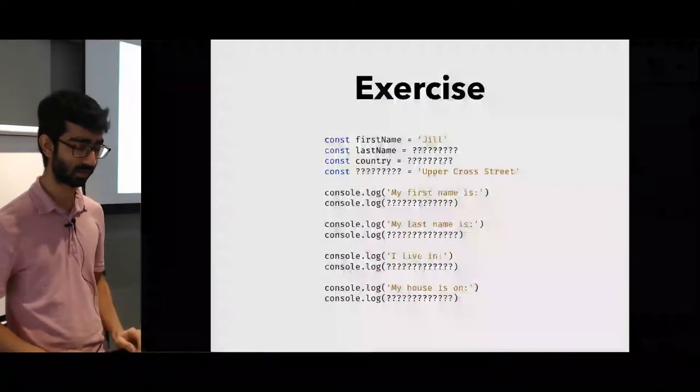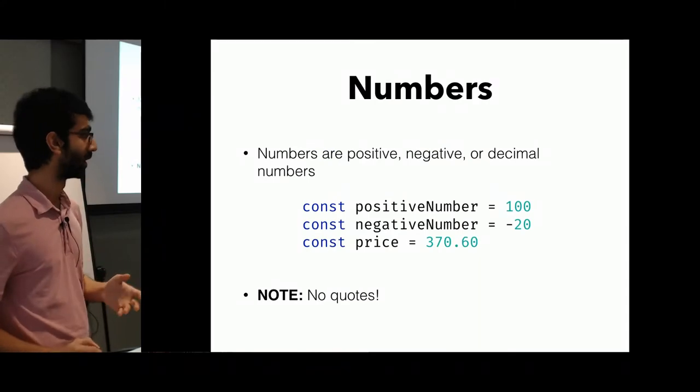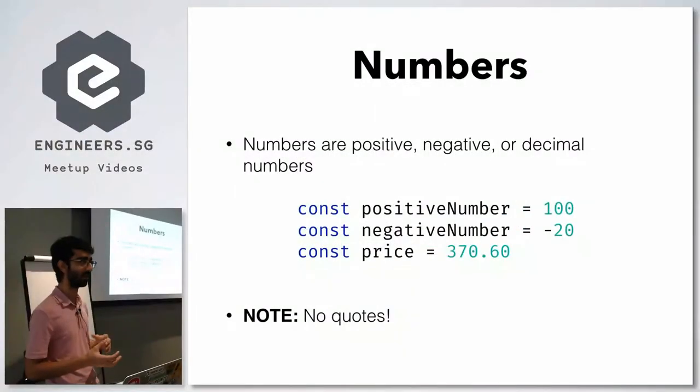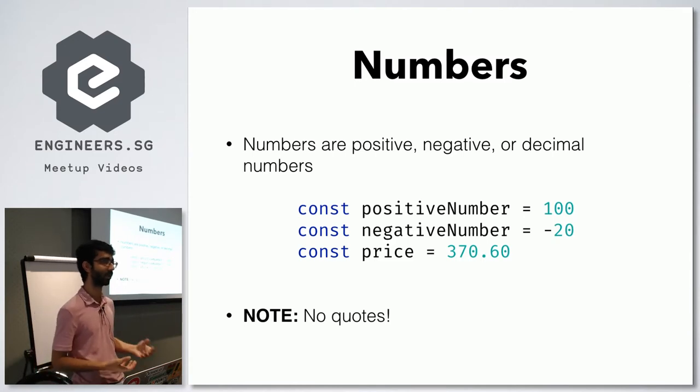Let's talk about the next type of value. So we talked about strings. Let's talk about numbers. Numbers in JavaScript are used in a very similar way. The biggest difference is there are no quotes around them. So it looks like a number, it has no quotes around it, it's treated as a number in JavaScript. And you can do stuff like addition, multiplication, and stuff like that.